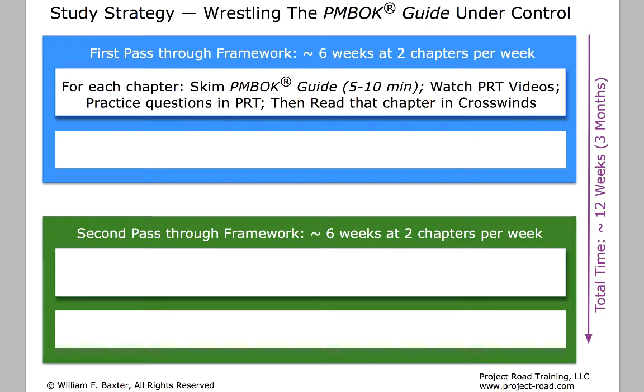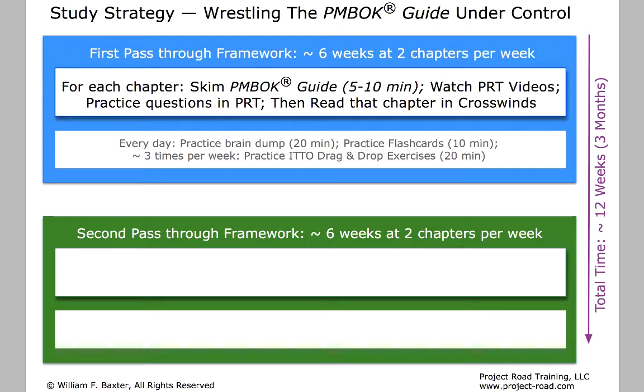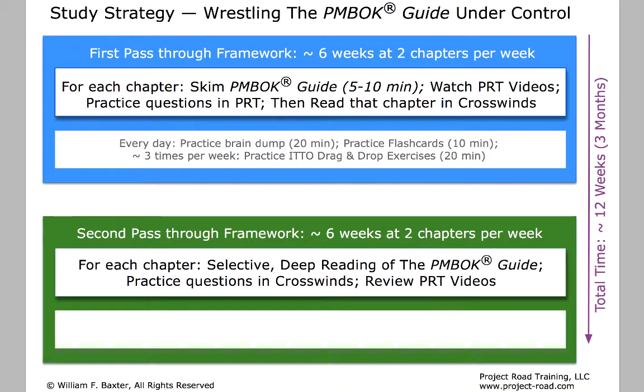And along the way, of course, you're going to keep working on your brain dump, the flashcards, and the ITTO exercises as described in detail in my e-learning course in the overview module. Now, once you've done this first pass, and that should take about 6 weeks, you'll be ready to do this second pass, another 6 weeks, and then that's the 3 months that I suggest is typically required to prepare fully for the exam. So now in this second pass, what we're going to do is a selective deep reading of the PMBOK guide, chapter by chapter.